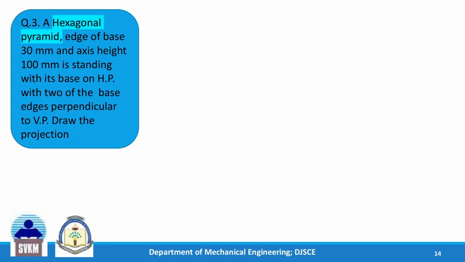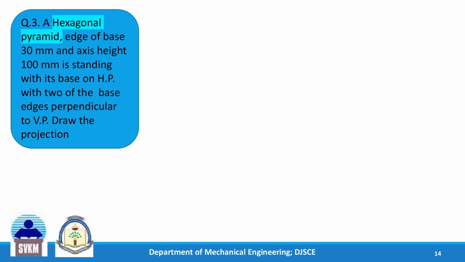Now let's see this third problem. A hexagonal pyramid, edge of base 30 mm and axis height 100 mm is standing with its base on HP with two of the base edges perpendicular to VP, draw the projection.